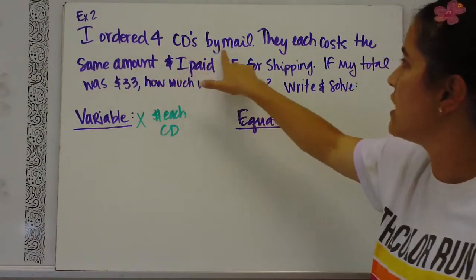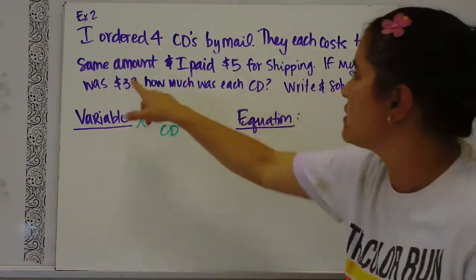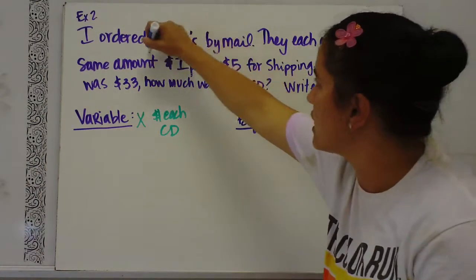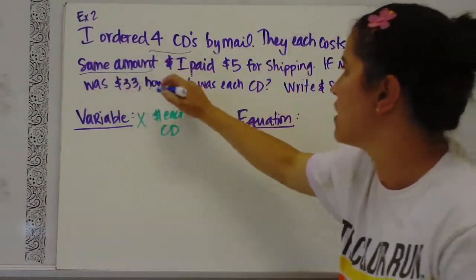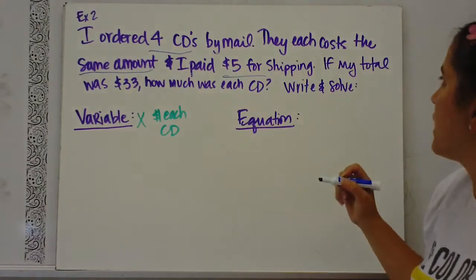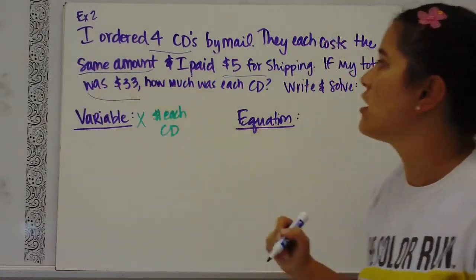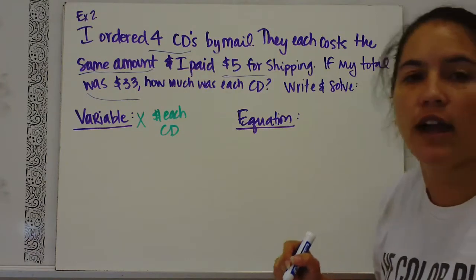I ordered 4 CDs by mail. They each cost the same amount. So 4 CDs, they cost the same amount, and I paid $5 for shipping. If my total is $33, how much was each CD? Write and solve an equation.